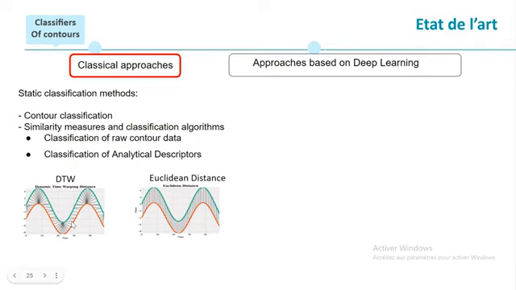So when it comes to classical approaches, they measure the similarity between inputs, whether based on the raw representation of the contour or based on analytical descriptors. Like I was saying right now, I extract the interest points and I measure based on that.